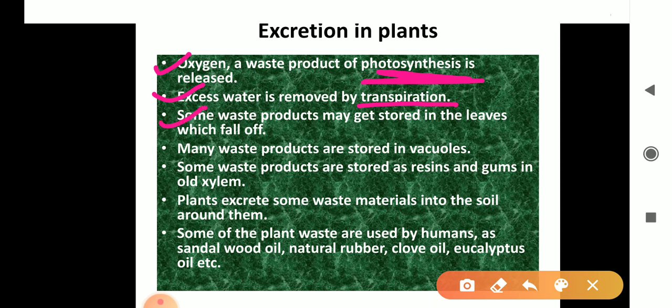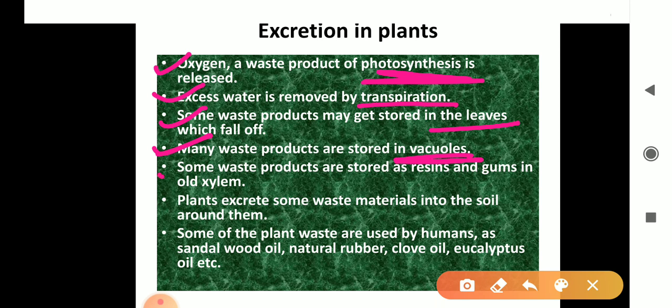Then some waste products may get stored in the leaf, and the leaf falls off from time to time, right? Whatever waste material was stored in it is detached from the plant, so it leaves the plant. The next is the main waste products are stored in vacuoles. Many waste products are stored in vacuoles. I told you earlier also, the vacuole may contain salts and some waste products which are forming inside the plant. They are also stored in it, and excess water also sometimes.